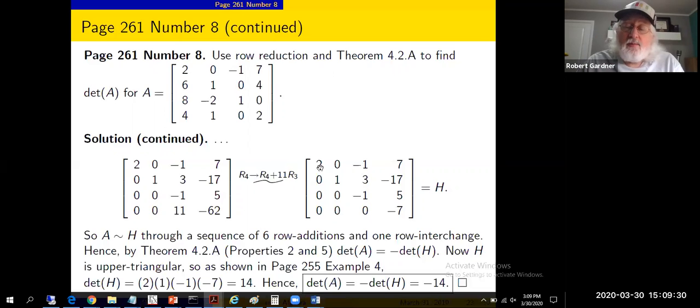I could do this in slow motion and expand along the first column and then expand the result along the first column and so forth. But we already know all we have to do is take the product of the diagonal entries in an upper triangular matrix. So the determinant of matrix H would be the product of these entries here: 2 times 1 times -1 times -7. That produces 14. So the determinant of the original matrix A, we know to be the negative of that. So the determinant of matrix A is -14.